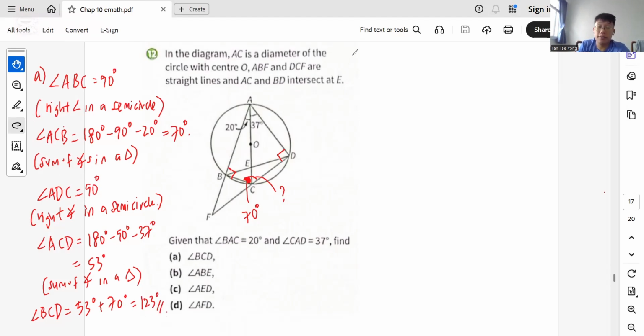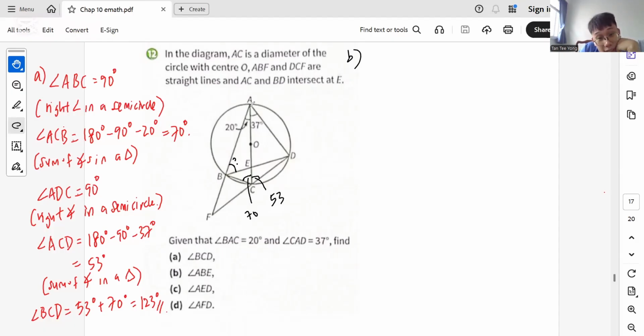Okay, so part B, ABE. Okay, let's see. ABE over here. Okay, I'm going to fill in the blanks first. So ABE, this one. This is the one that they want to find. This is 70. This is 53. Yes, so they want us to find this, right? Okay, very clear.